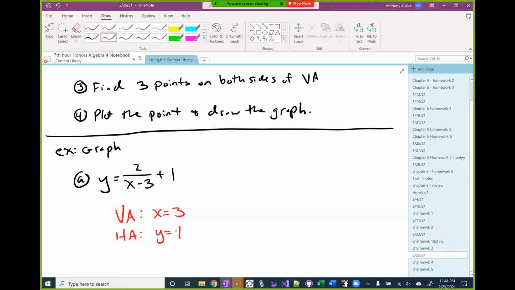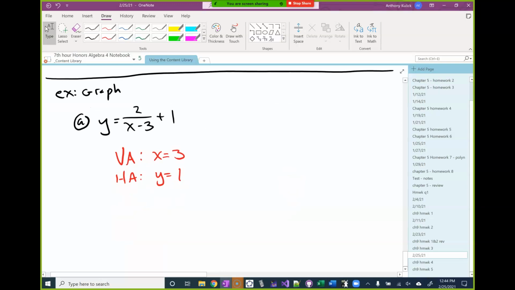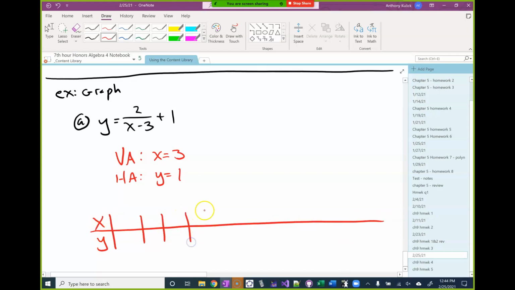Okay, let's make our xy table here. So I need 3 points, and then I'll have my vertical asymptote, and then I need 3 more points. Now the vertical asymptote, there's no point there, right? Because the graph cannot cross it. So there's no y-coordinate that'll pair with 3. So I'm just going to shade that box in to remind myself that nothing goes there. So that's not going to get drawn anywhere on my graph. There's going to be no point that has an x-coordinate of 3.